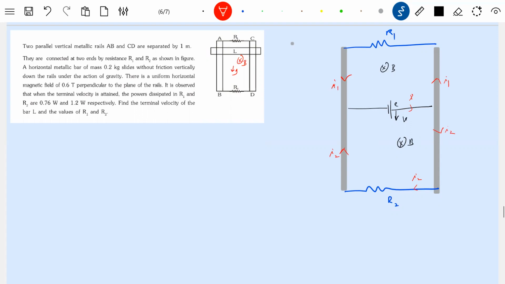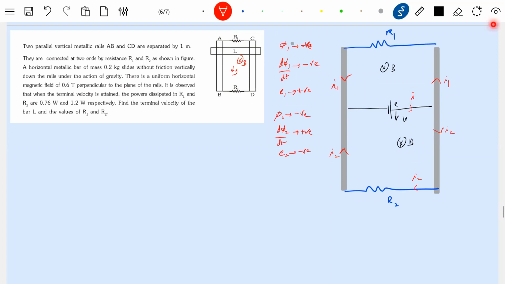Sir, how come you are giving direction? Flux in the upper loop, negative. d phi 1 by dt, negative. EMF induced, positive. So anti-clockwise. Flux in the lower loop, negative. d phi 2 by dt is positive. EMF induced, negative, clockwise. Okay, got it now.